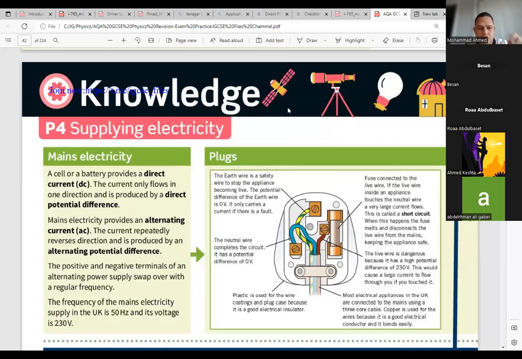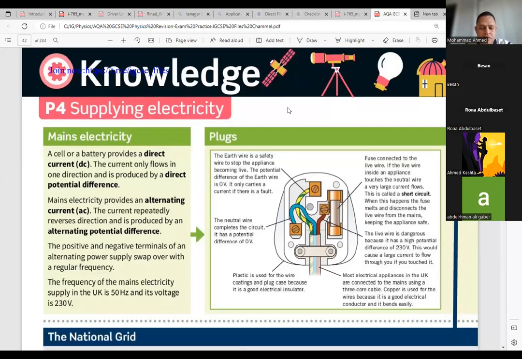Okay, so P4, supplying electricity. A battery or a cell provides a direct current. So we have to know first the differences between the current and the potential difference. Current is the amount of charge passing through a wire in a certain time.